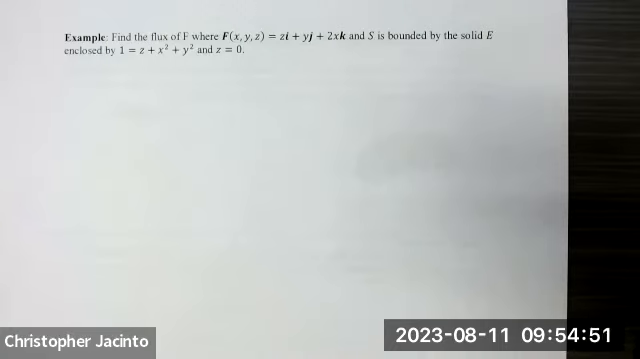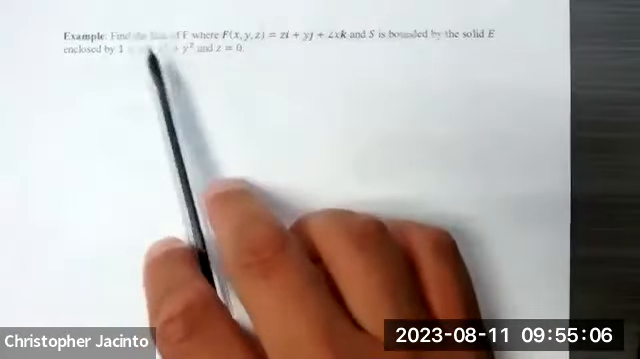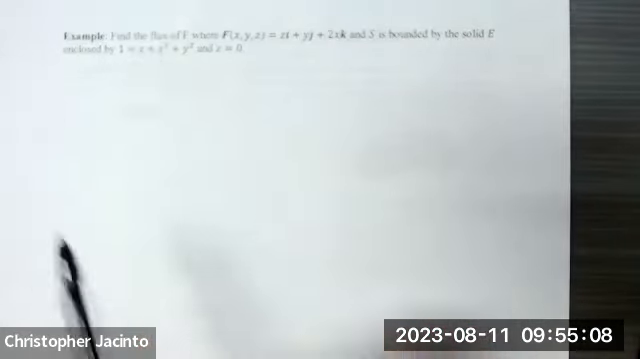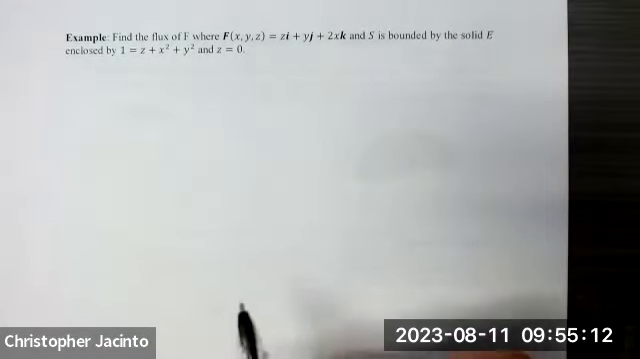Where S is bounded by the solid enclosed by 1 is equal to z plus x squared plus y squared, and z is equal to 0. So same vector field. Now this is a little different, right? This is not our sphere, so it's going to look a little different when it comes to our answer.